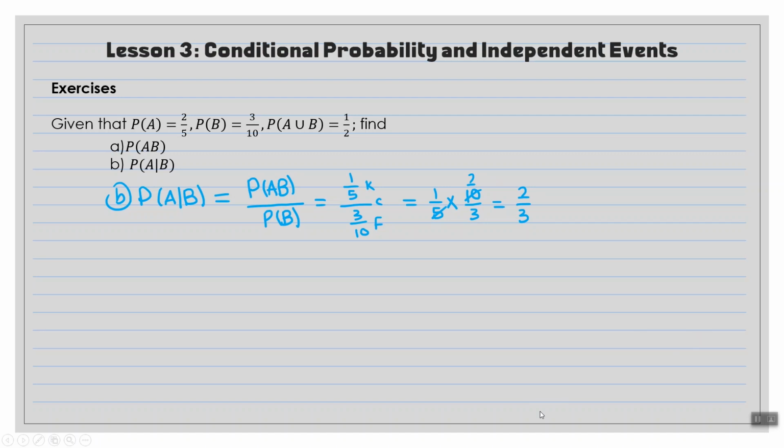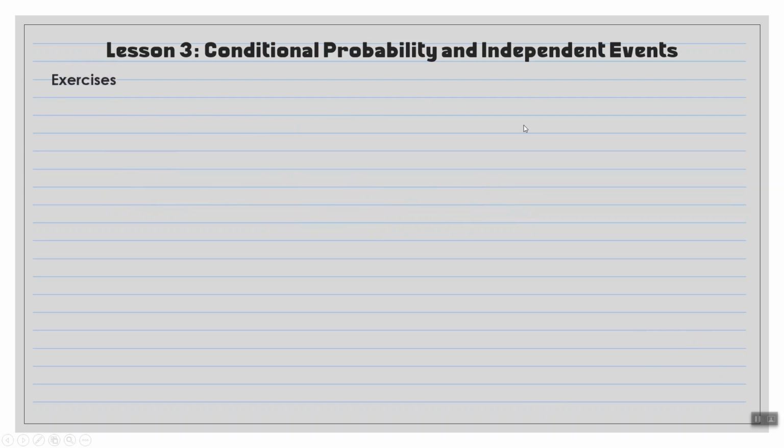Okay, so let's look at the third example now, the third exercise. And the third exercise says the following. If the probability of A union B is equal to 0.4, the probability of A dash with condition to B is 0.5, the probability of AB dash is equal to 0.2. Find the probability of BA dash.